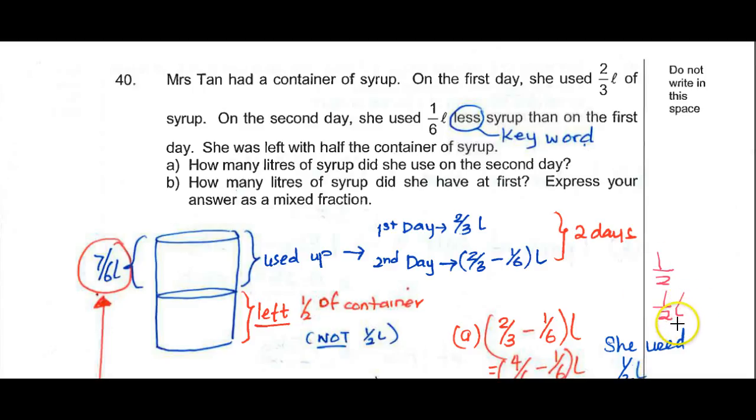Half a liter means half of a liter: 1 liter, 2 liters, 3 liters, half. Not even 1 liter. But half of a container means this: this is the one whole container, and half of a container is this side. So on the first day, she used 2/3 liter, not more than 1 liter.